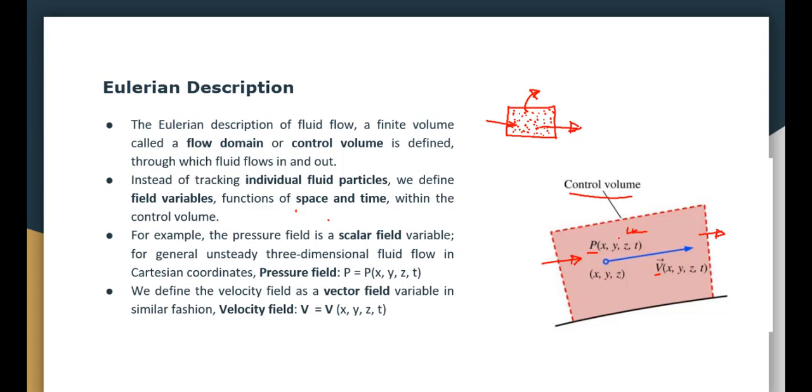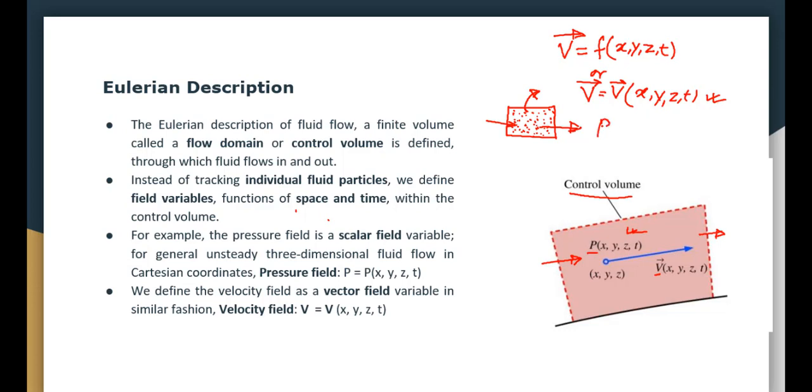What is the field variable? It is a function of space and time. So suppose we are dealing with a velocity. Velocity is a vector quantity, that's why v is a function of what? Space, that means x-axis, y-axis, z-axis, and time, that means t. So we can write it as v vector is equal to f of x, y, z and t. Or in other words, v is a function of x, y, z and t. So this is nothing but a velocity field variable.